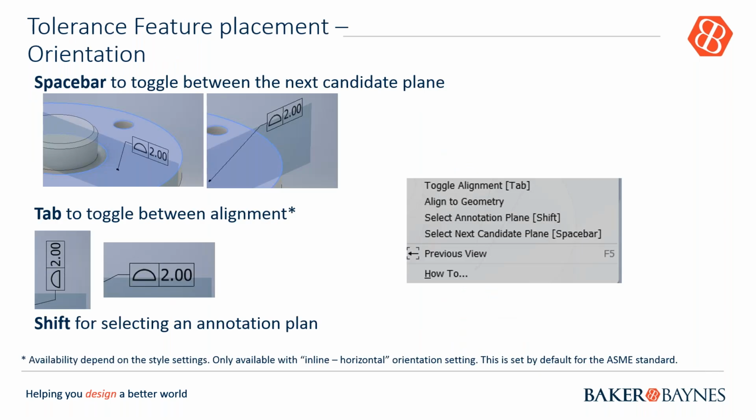So let's have a look at the tolerance placement and the orientations. How would you place it? How would you orient this? In here, you would use the space bar to toggle between the next candidate plane, so clicking the space bar allows you to toggle the geometry. The tab key allows you to toggle the alignment, and of course you use shift for selecting an annotation plane. So it's basically three key commands that you would work with, and they allow you to toggle, align, and select the annotation plane when you're placing the tolerancing features.